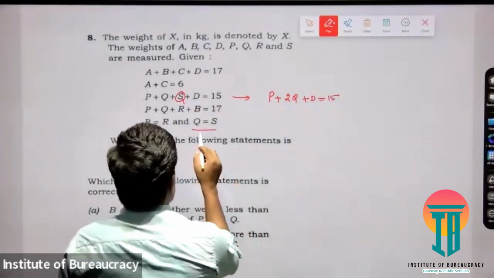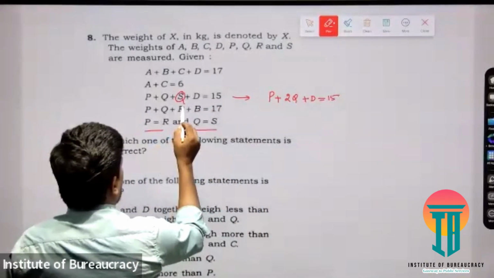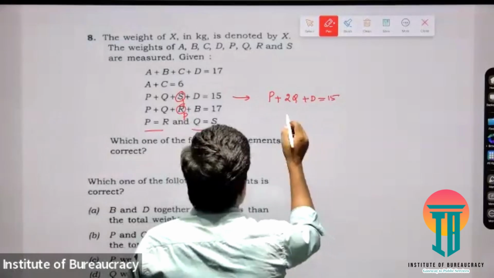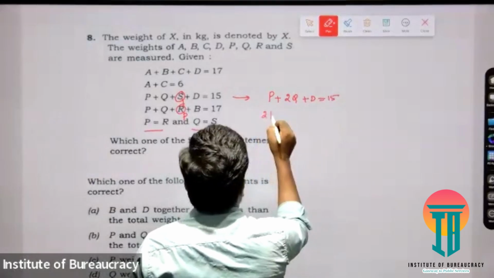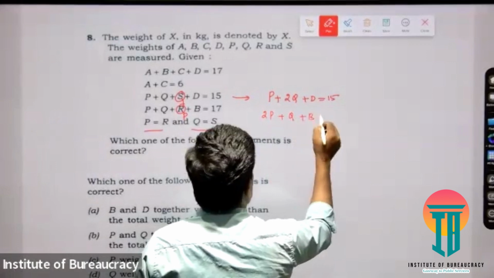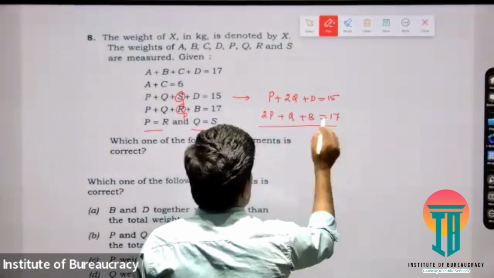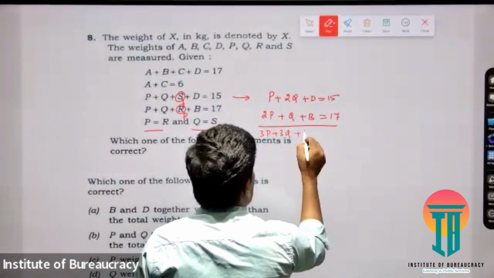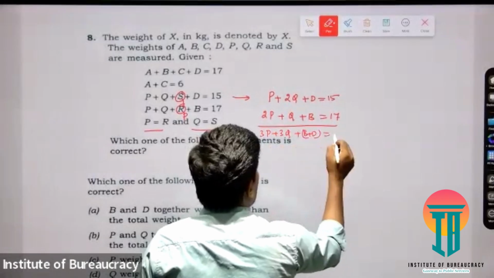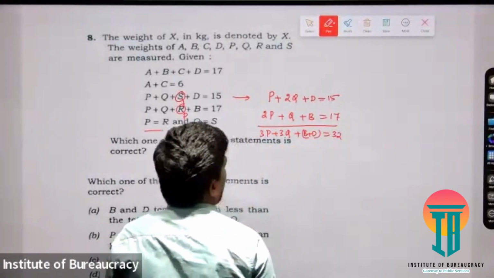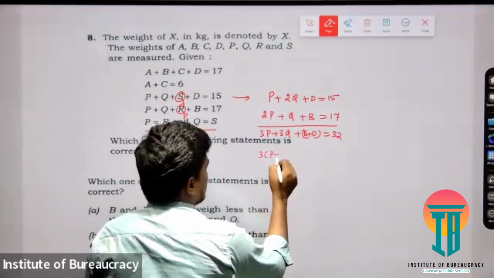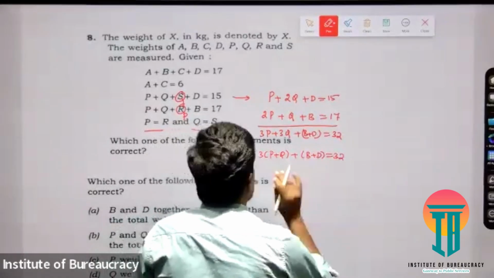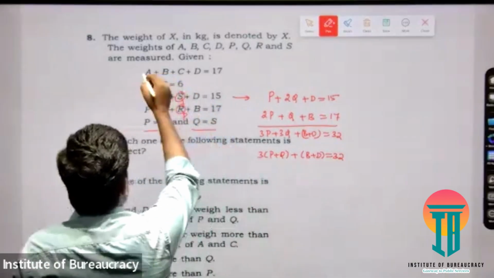Then in the second one, I'm going to take R as P. So it is going to be P plus P, 2P plus Q plus D, which is equal to 17. Now just add these, so you'll have 3P plus 3Q plus B plus D, which is equal to 32. That is 3 times P plus Q plus B plus D, equal to 32. Let it be. Now we will go for the first two.